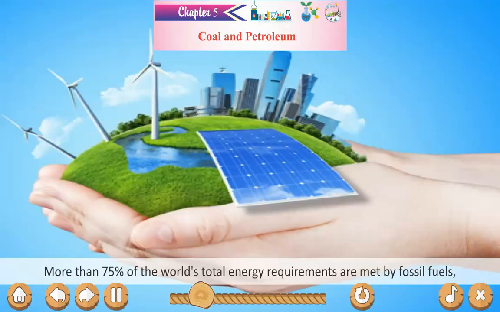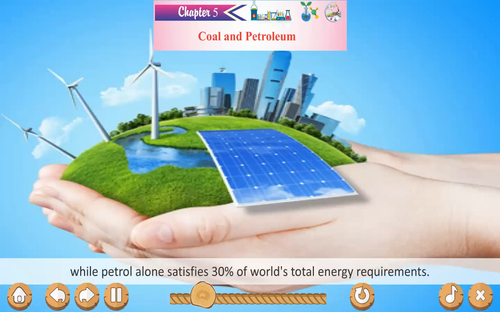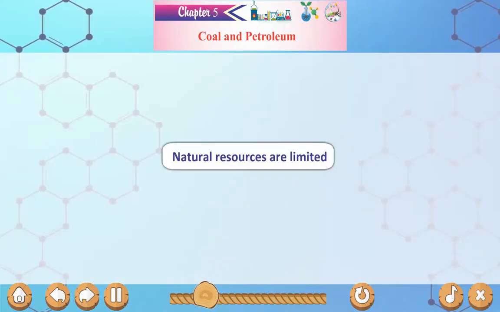More than 75% of the world's total energy requirement is met by fossil fuels, while petroleum alone satisfies 30% of the world's total energy requirement. Natural resources are limited.